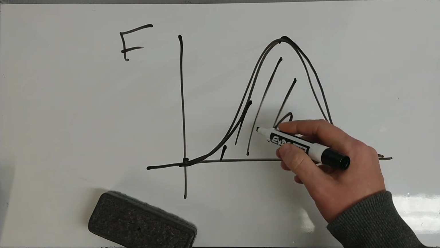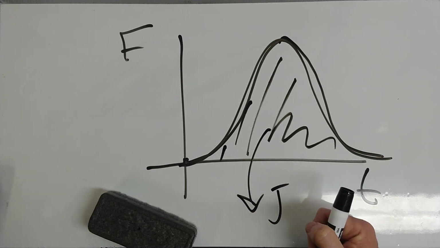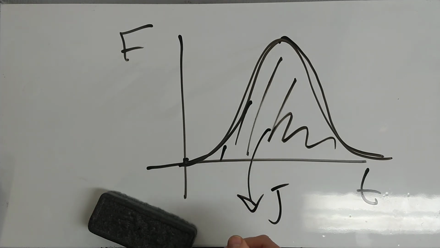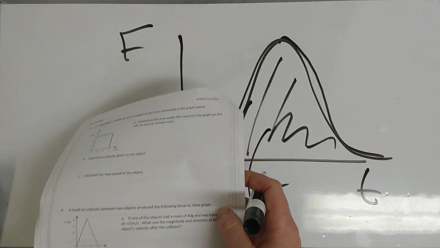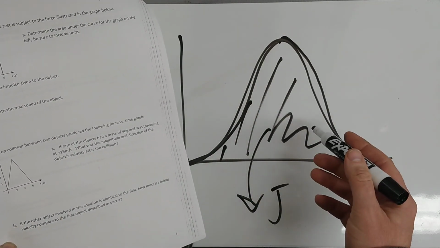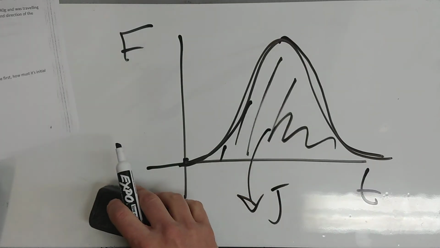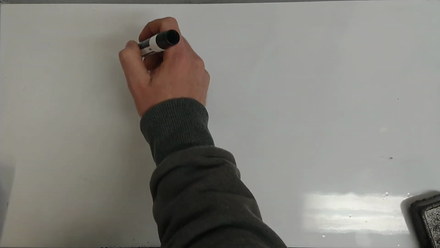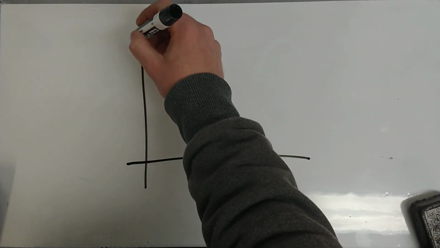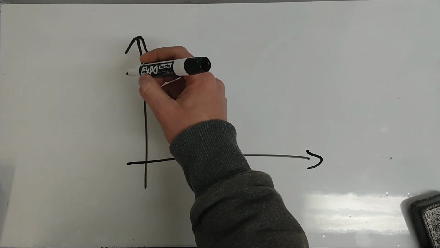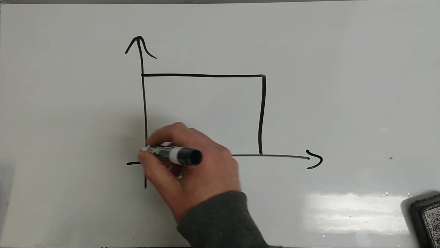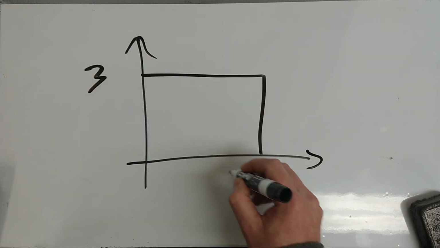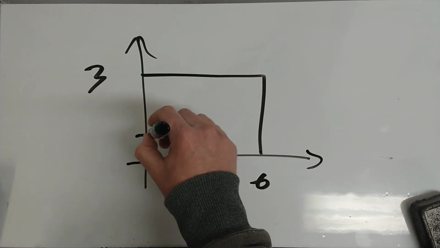Turns out the area under this graph is our impulse, J. Which brings us to the next page of the worksheet. If you are given a force versus time graph, the area under that graph is the impulse, or change in momentum. This is a very common thing to have to do in physics, especially AP Physics C, where we're given some sort of force versus time graph and we have to figure out the change in velocity. So on number 5, we are given this force versus time graph.